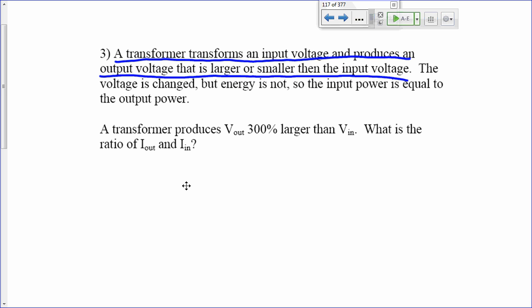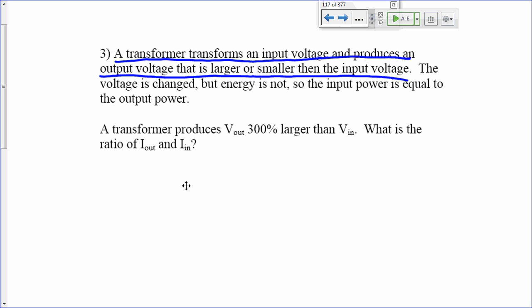Or you can have a transformer, like the one in this question, that is a step-up transformer. A step-up transformer is going to take a low voltage and increase it to a higher voltage. Voltage is energy per charge, so it seems like that transformer is either producing or taking away energy, right? Does it seem that way? But it's not. The transformer is a passive device. It doesn't actually generate electricity in any way.